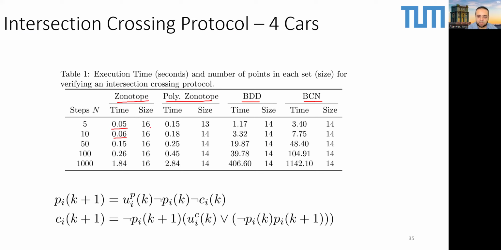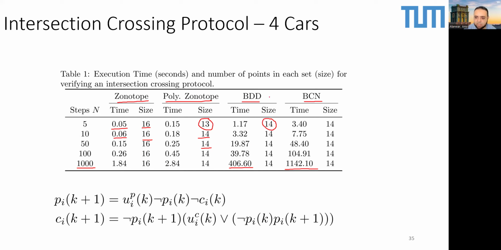However, it's not exact. It adds 3 points in the beginning, 2 points in the following steps. The polynomial zonotope is slightly worse. However, it's exact. The BDD goes to very high execution time when we increase the number of steps. And I would like to comment on this 13 and 14 here.